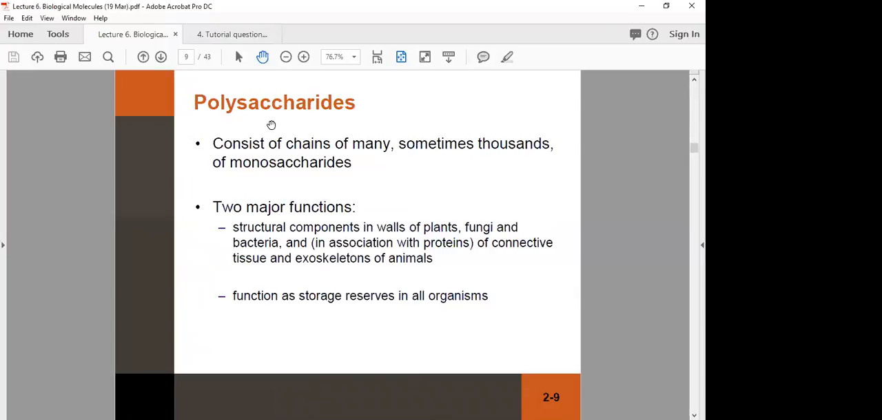Okay, polysaccharides, our third group of carbohydrates. Polysaccharides consist of chains of hundreds or even thousands of monosaccharides bonded together. They perform 2 major functions. One is as structural components, and number 2, they might function as storage reserves. Okay, structural or storage polysaccharides. Let's look at examples of both.